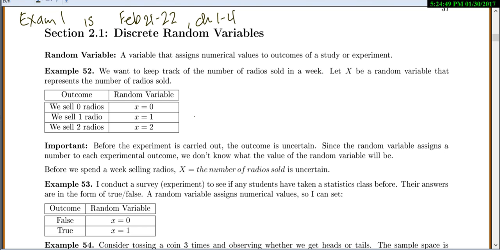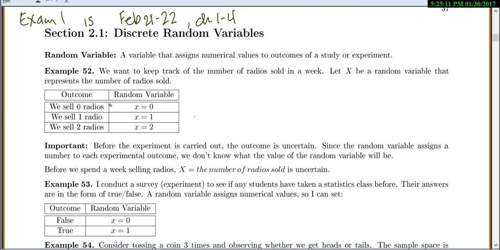So section 2.1 is discrete random variables. First of all, we define a random variable as something that assigns numerical values to outcomes of a study or experiment. So for example, let's say we want to keep track of the number of radios sold in 1 week. We'll let x be a random variable that represents the number of radios sold.